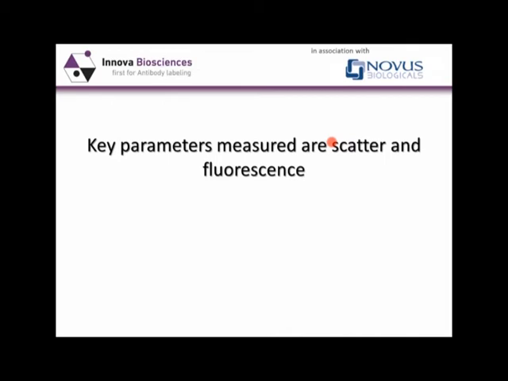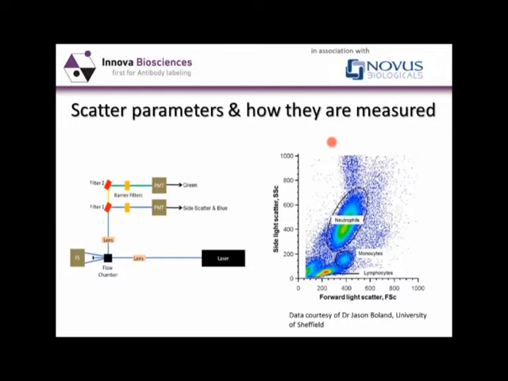So for flow cytometry, the key parameters measured are scatter and fluorescence. In the first instance, if we look at the analysis of lysed whole blood, these are real data which was generated by actually one of my PhD students whilst he was in Sheffield.